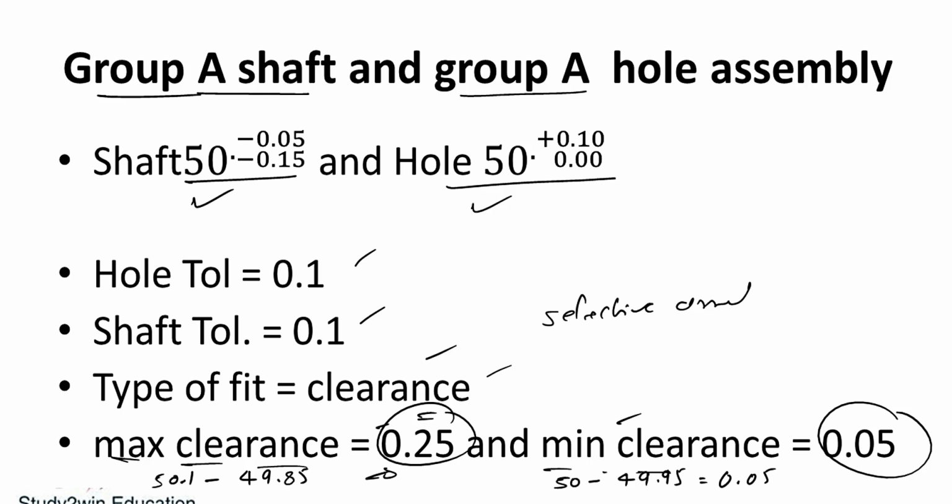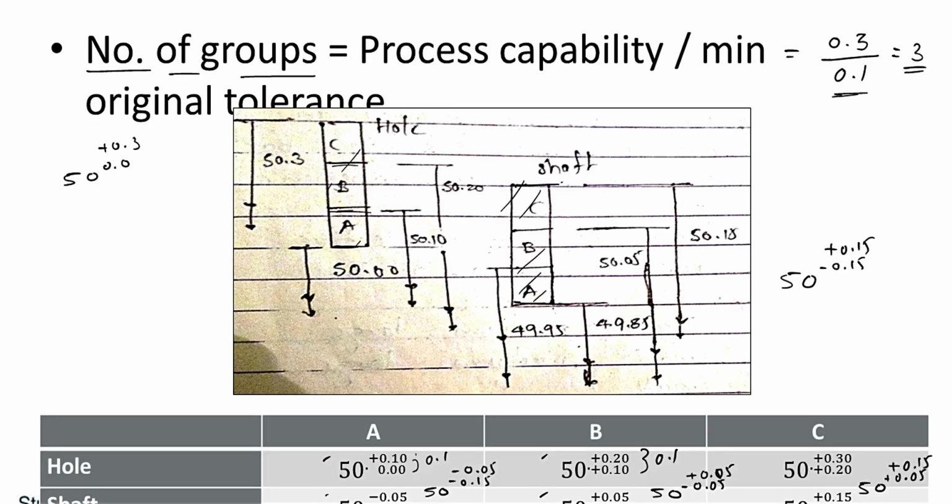This is where selective assembly is used, but it has some limitations also. The limitation is that we have no control over the manufacturing of the hole within this tolerance zone. A hole will get manufactured anywhere in between the tolerance zone, still it is accepted. A shaft will get manufactured anywhere in between the tolerance zone, still it is accepted. We have no control in between it. That is to say, we have no control on the number of parts in group A, group B, and group C.